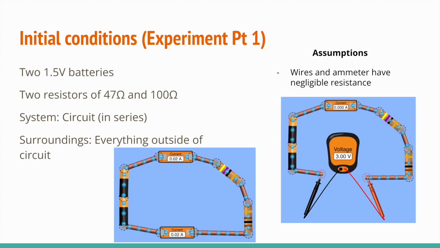The initial conditions for part 1 of the experiment are two 1.5 volt batteries and two resistors, one of 47 ohms and one of 100 ohms. The circuit is a system, which is an in-series circuit, and the surroundings are everything outside the circuit. We make the assumption that the wires and ammeter have negligible resistance.